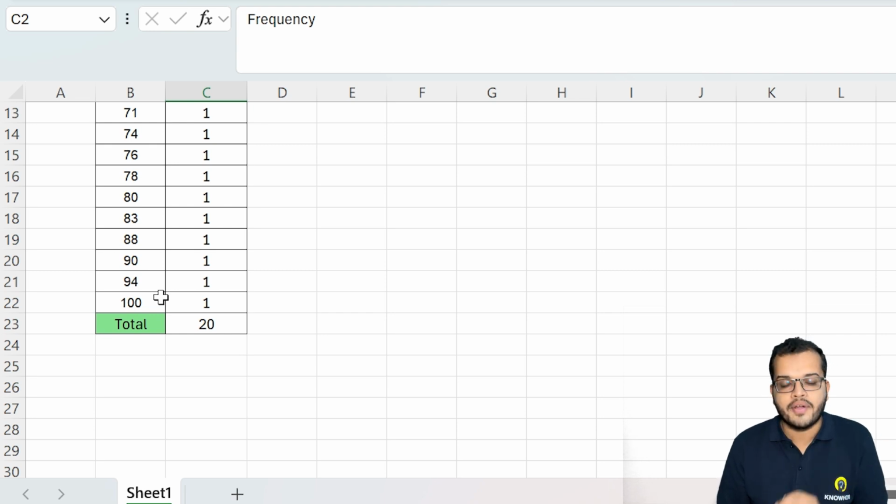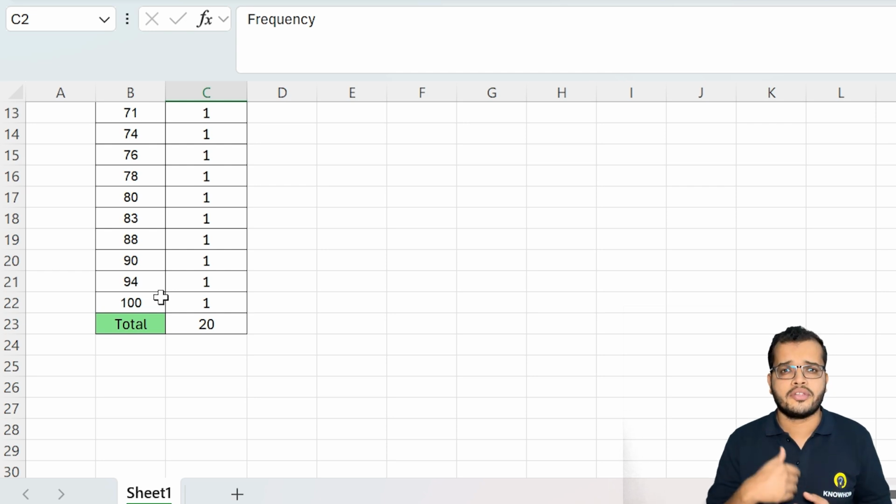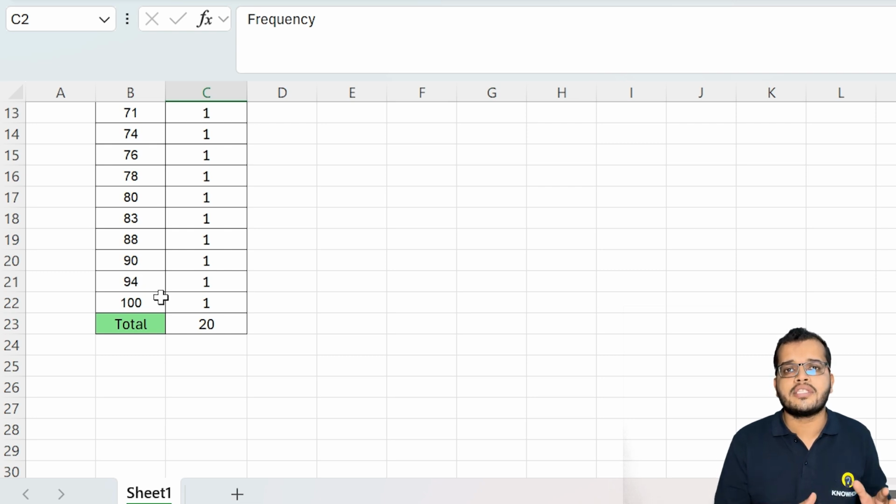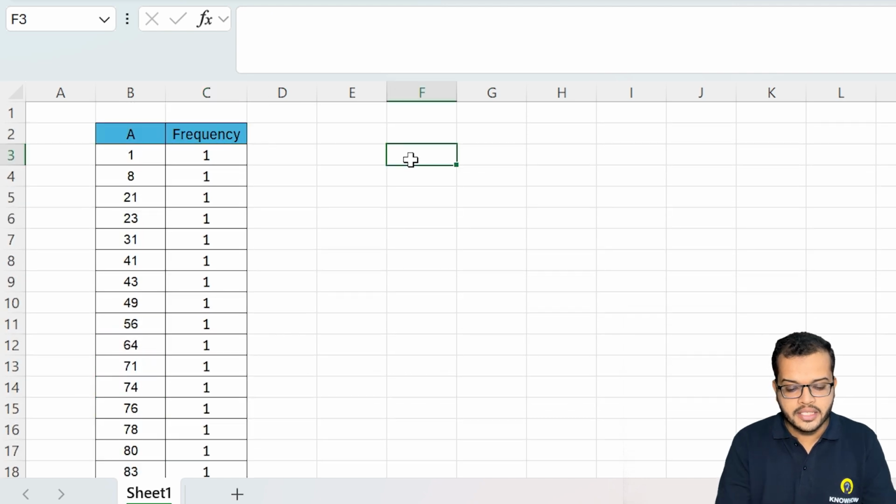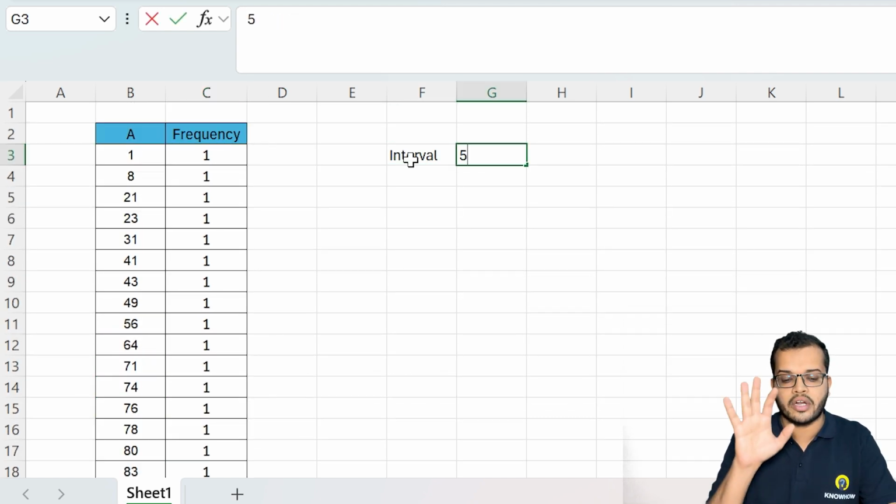If I talk about intervals, generally in statistical analysis we consider intervals from 5 to 20. Depending upon the requirements and the case scenarios, our intervals will frequently change. In our case, let us consider my interval count to be 5. I would like to choose 5 intervals.